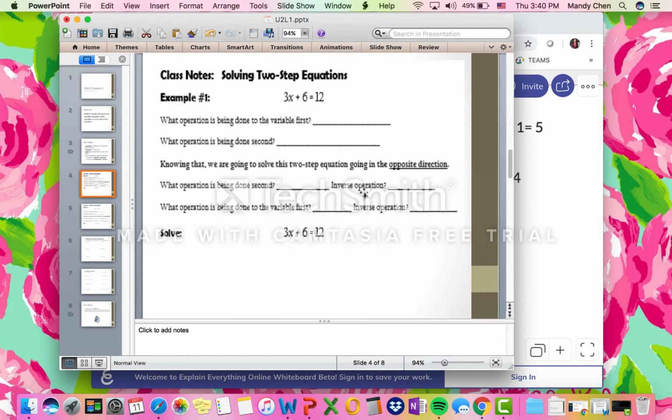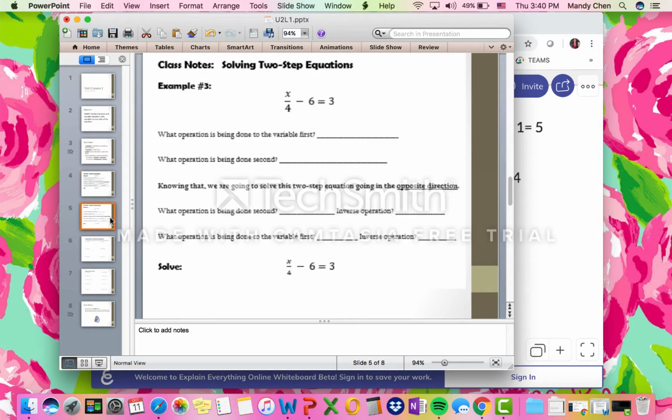Knowing what we have, we're going to do the opposite in reverse order. What's done second, which is plus 6, we're going to do the inverse of that. The opposite of addition is subtraction. Then the second step is to deal with the variable term 3x. We're just going to divide both sides by 3, and that's going to give us our answer. In later problems, we're going to work it out step by step to see what our answer will be.